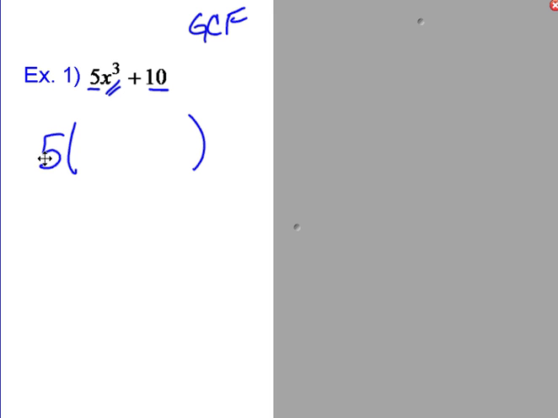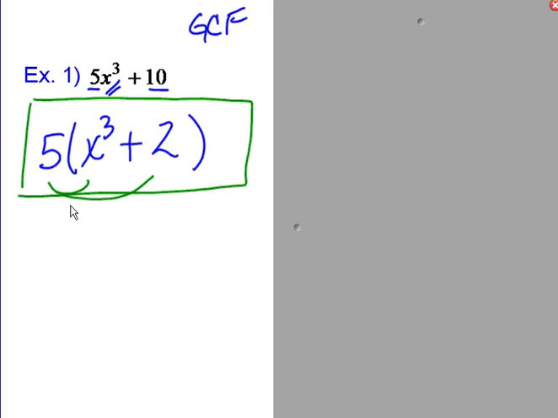So we know that if we take 5 and multiply it times x to the third, we get 5x to the third. 5 times 2 will give us 10. And again, if we were to multiply this back out by distributing, we would come back to where we were in the beginning. So this here is considered the factorization for 5x to the third plus 10.